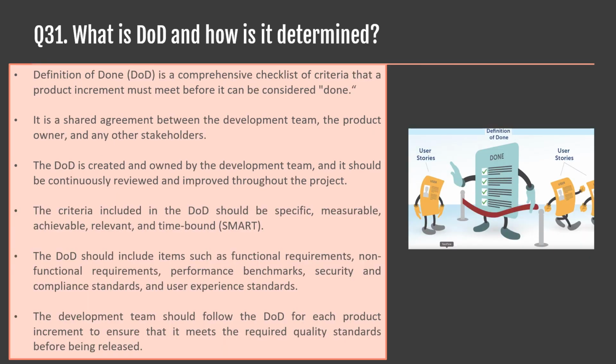Question number 31. What is DoD and how is it determined? In the case study example, the definition of done (DoD) for the Scrum team's product could include a set of quality measures that must be met for each item in the product backlog to be considered done. A sample DoD for the payment integration increment delivered in Sprint 3 might include acceptance criteria.